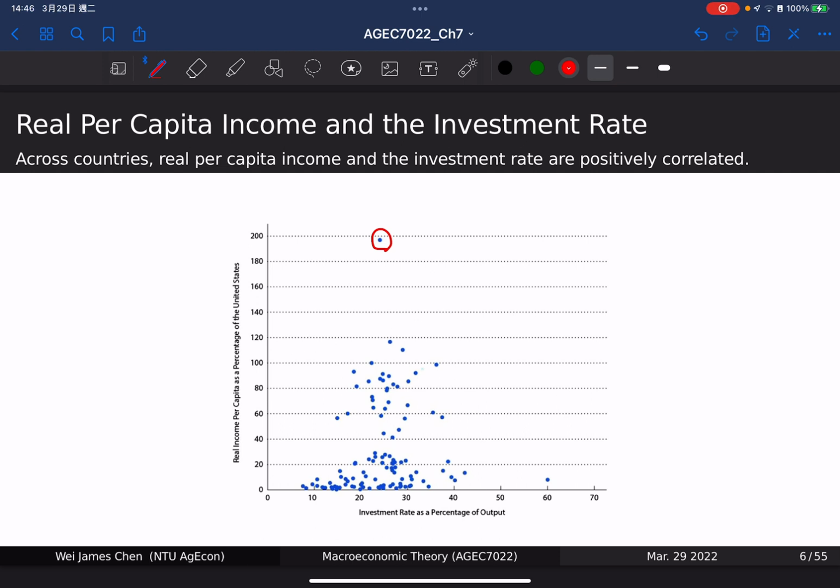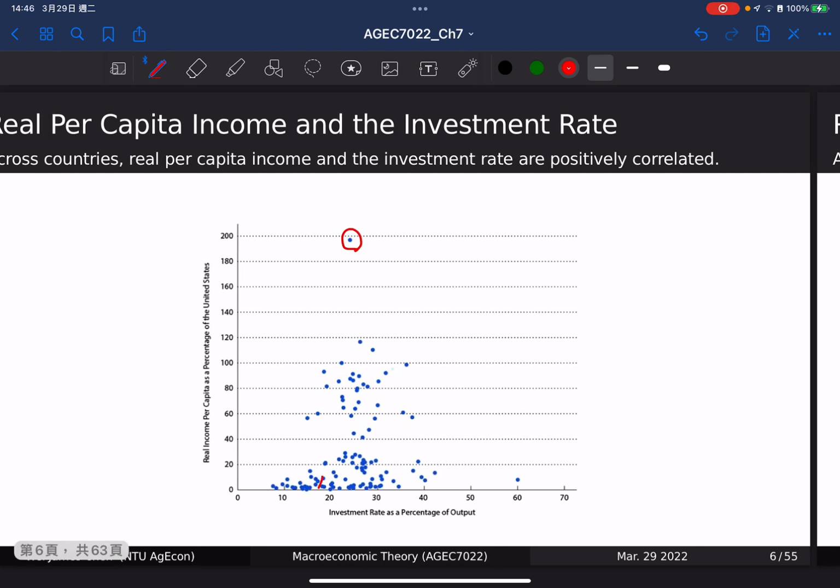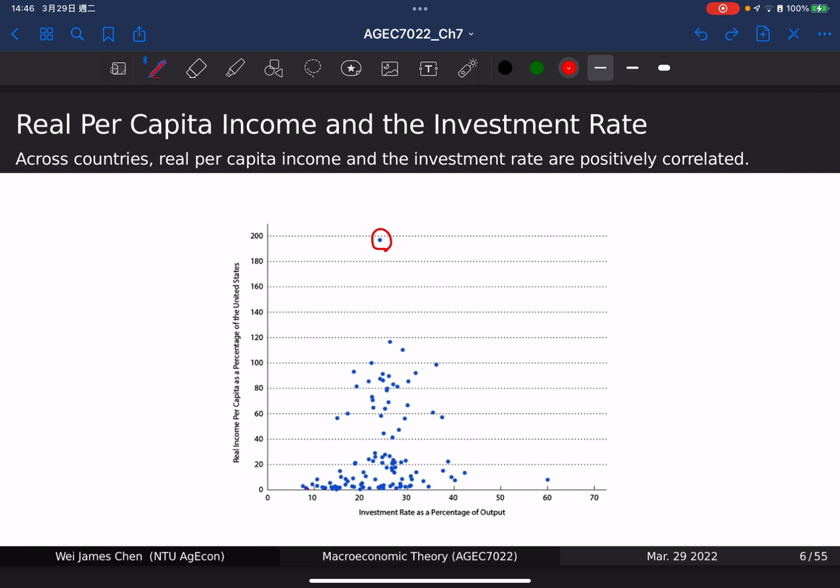It tells you this country's income as a percentage of the U.S. income, and also the percentage of investment of output. Okay, and it's actually not very clear, but there is actually a positive trend here. So basically, the higher the investment, the better the income is.